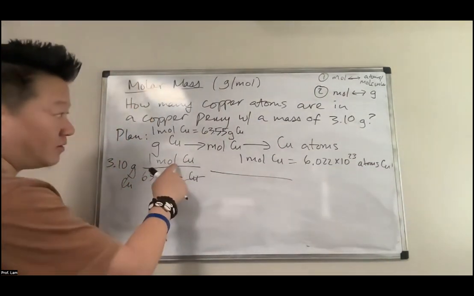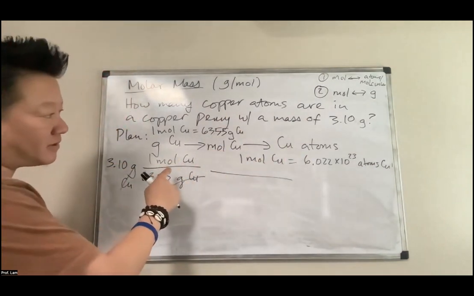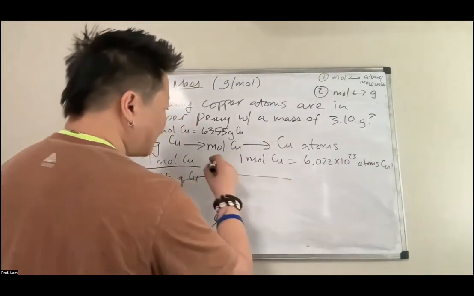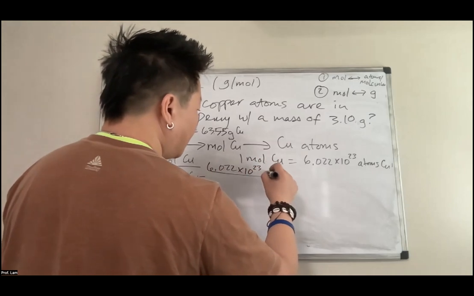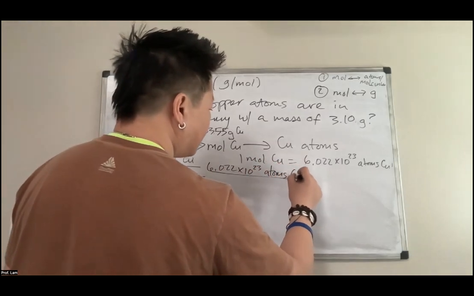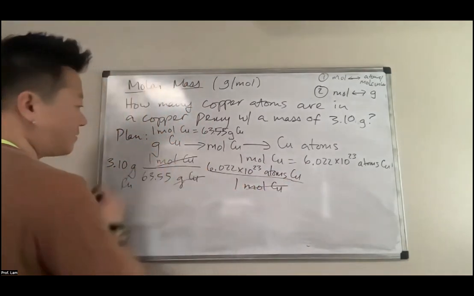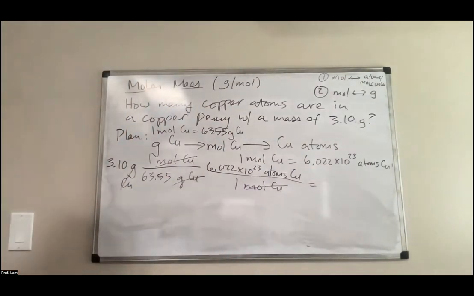We're now at mole. We need to go from mole to atoms. So right now, moles is on top, right? We want atoms out. So we want atoms on top. That's 6.022 times 10 to the 23rd atoms of copper per 1 mole of copper. Okay. All right, you see that? It's a two-step problem, right?